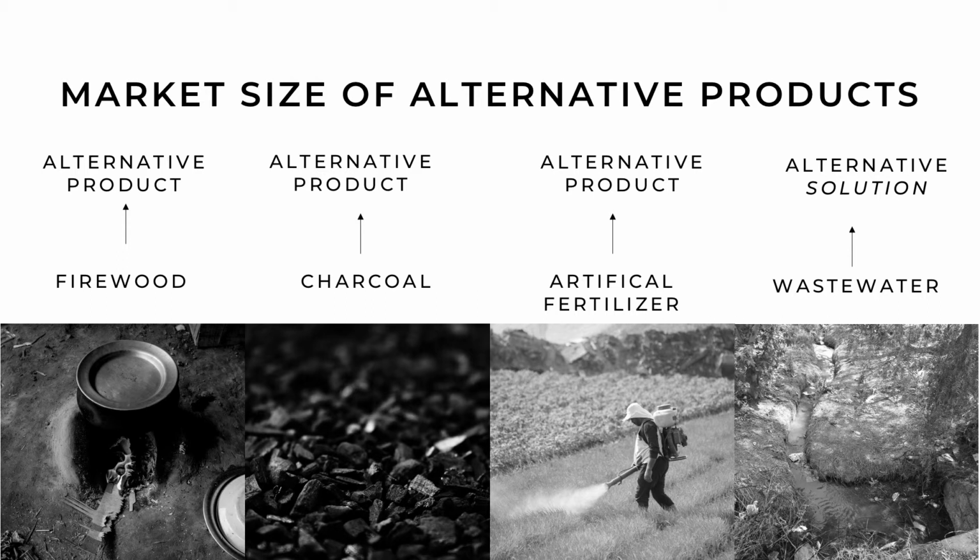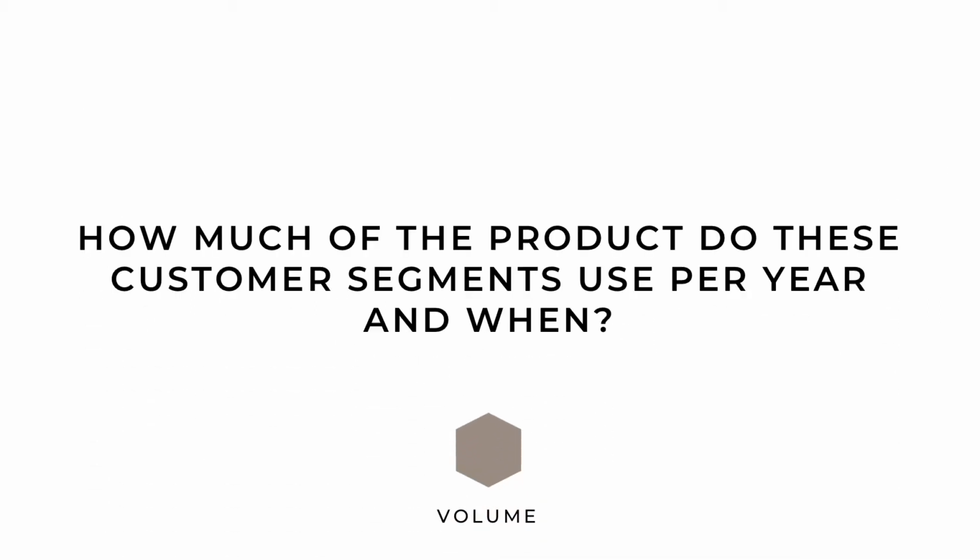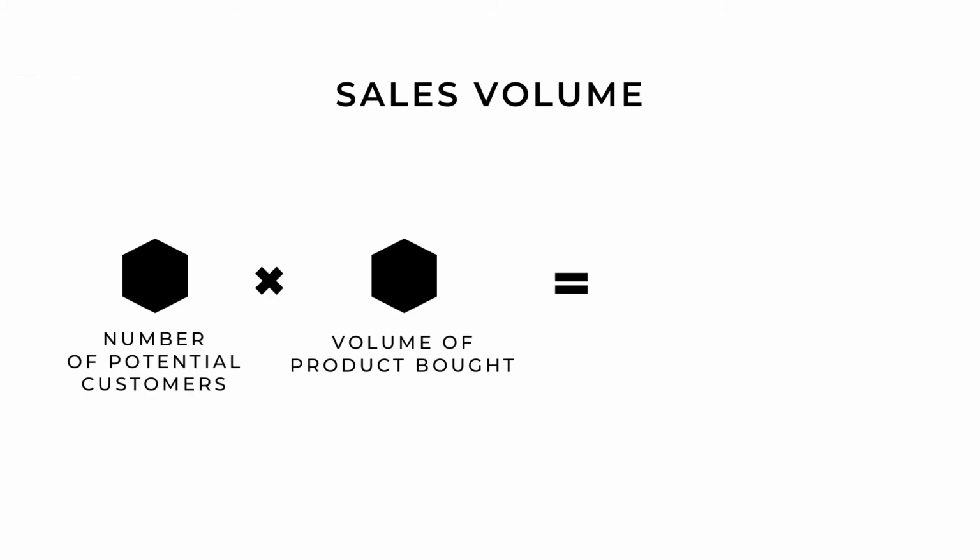So you've figured out the market size for your customer segment. What's important now is to understand how much of your product these customer segments will use and when. To estimate the total volume of your annual sales and hence the production that you will have to deliver, you need to multiply the number of your potential customers by the volume of the product that they will consume during a certain period of time, let's say 1 year.